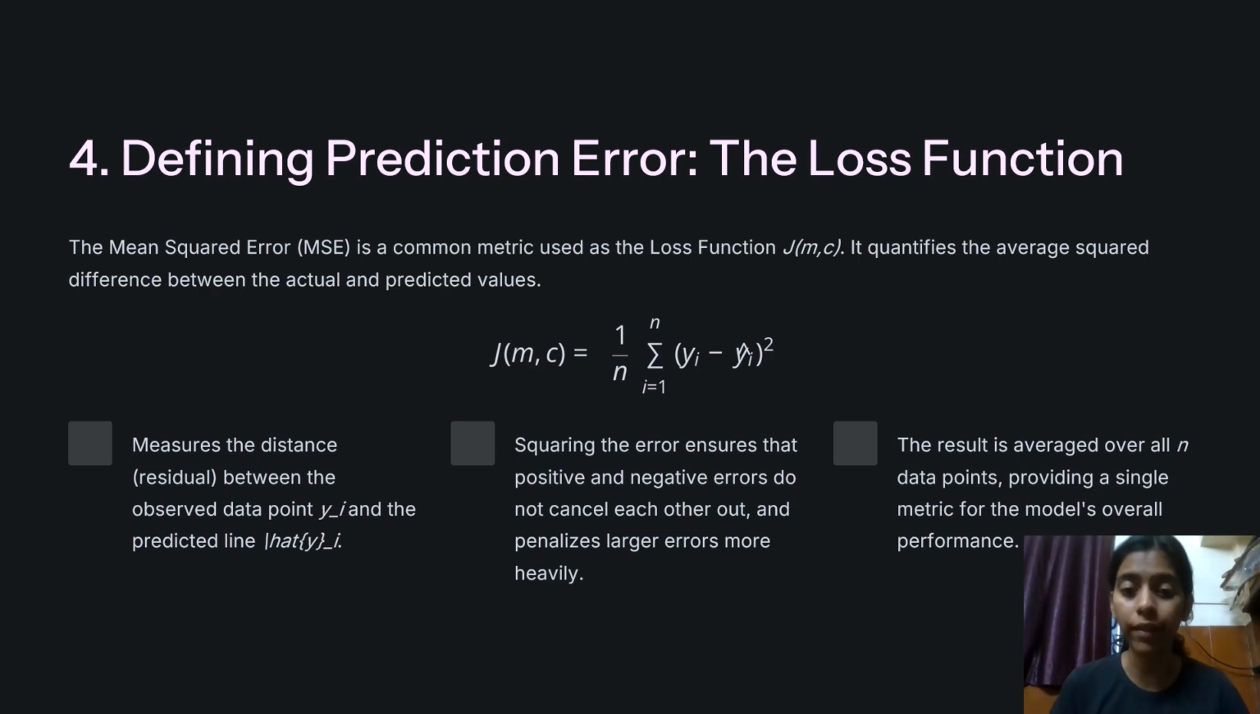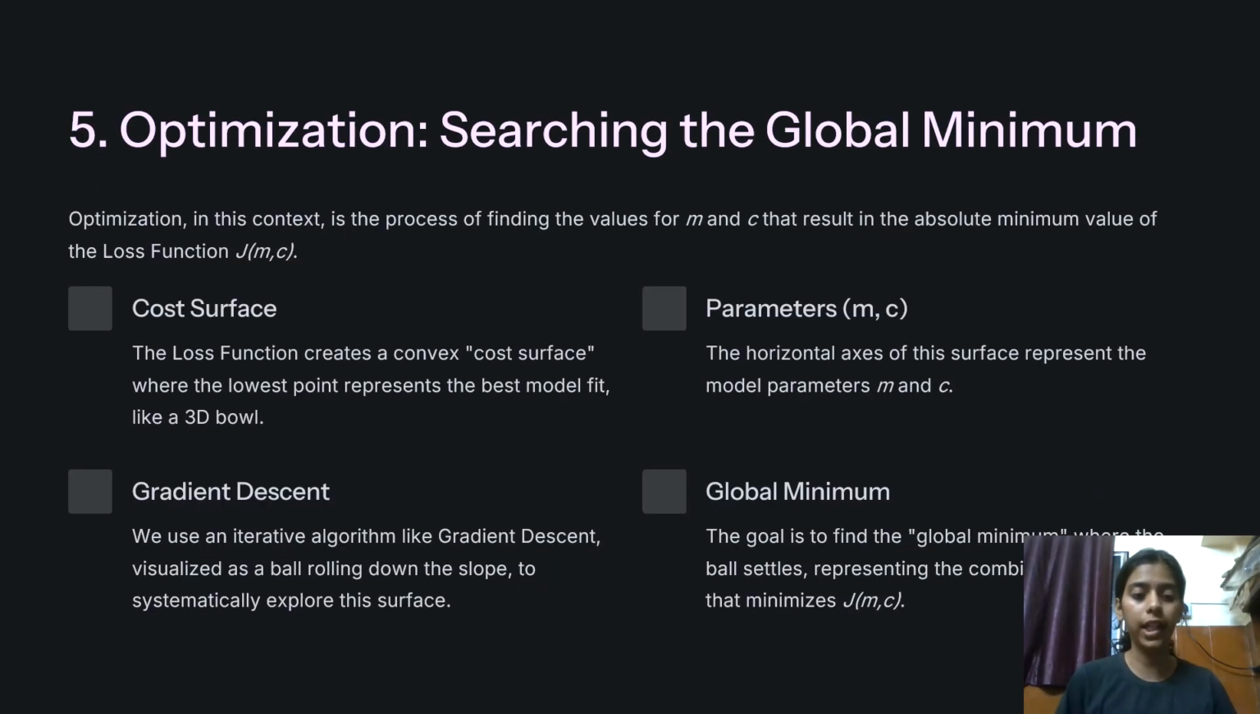There won't be a chance of the errors cancelling. Now it also penalizes the larger errors more heavily. Squaring a number increases its value. Therefore, the larger value of the error weighs a lot. Okay? Finally, we take the average across the data points, giving us a single number, the loss, that measures how bad our predictions are. Lower the loss, better the model. Now let's go to the next slide.